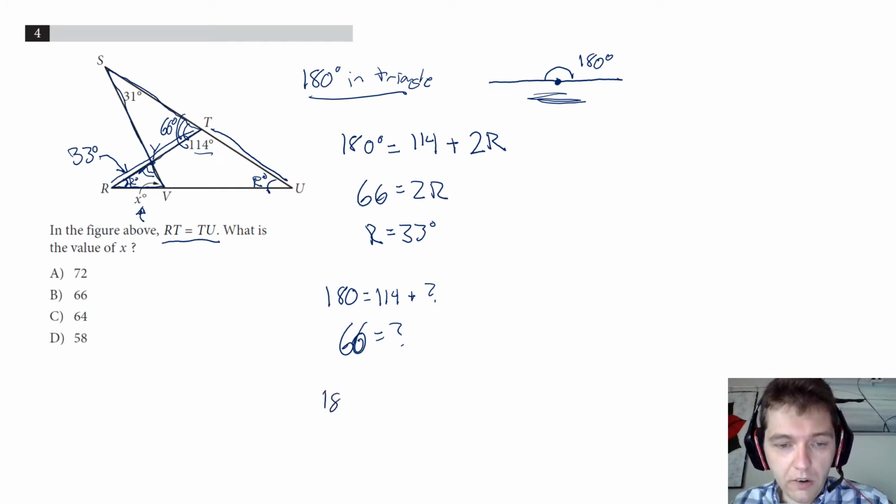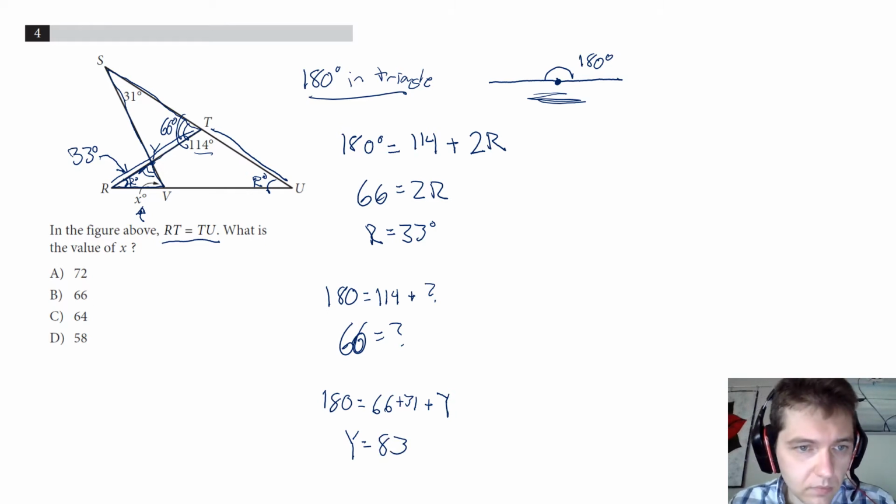Once again, 180 degrees in a triangle is equal to 66 plus 31 plus that Y angle. So 180 minus 66 plus 31 is equal to 83. Y is equal to 83. You can write that in here, 83 degrees, and that gives you everything you need to solve that RYV triangle, which is that X angle we're actually looking for.